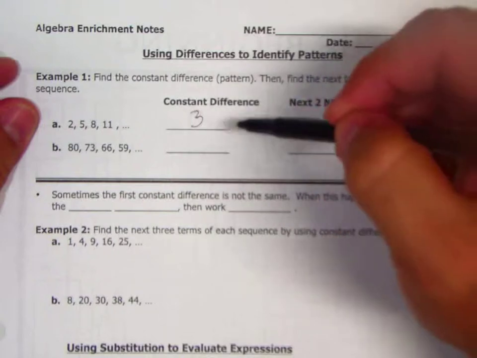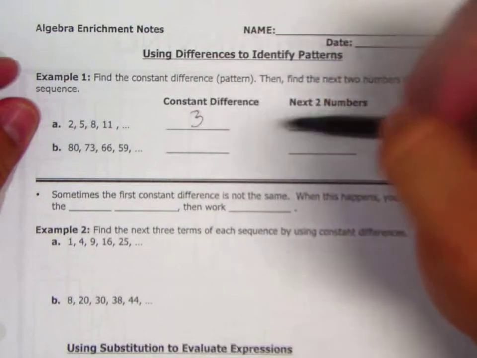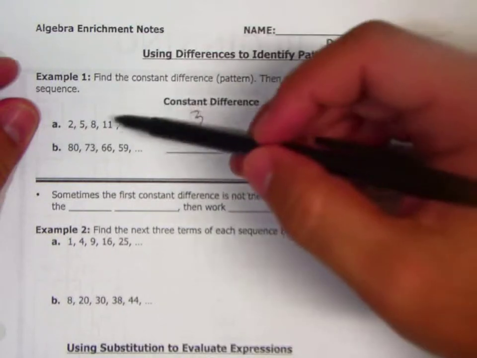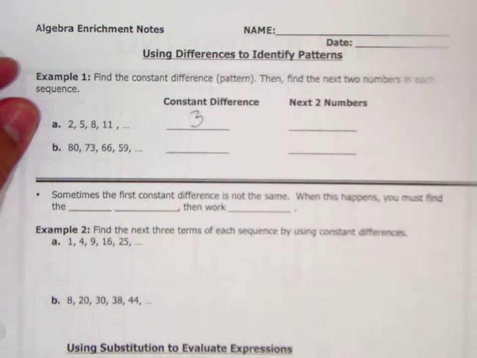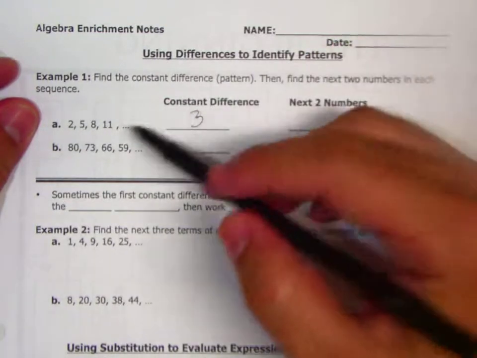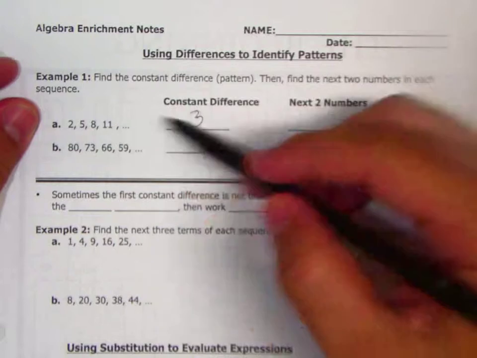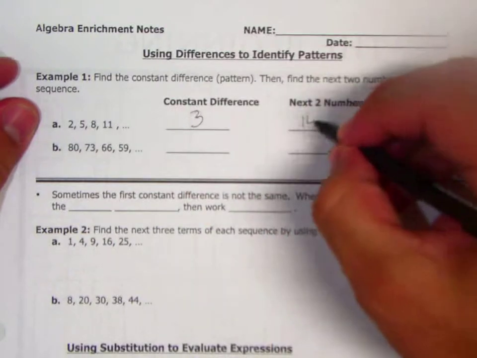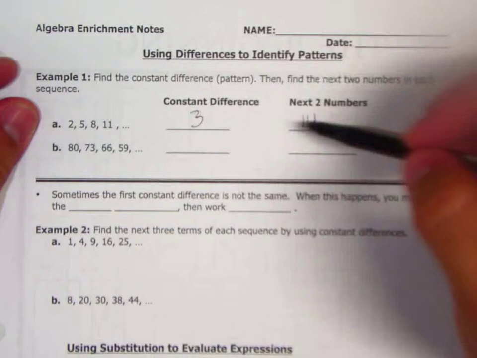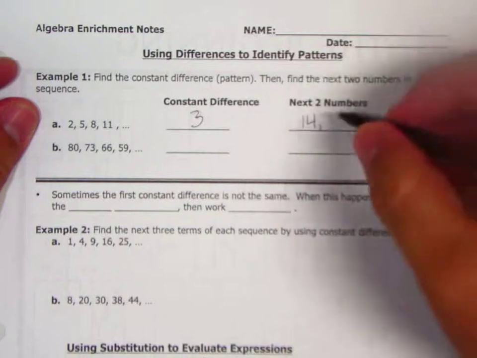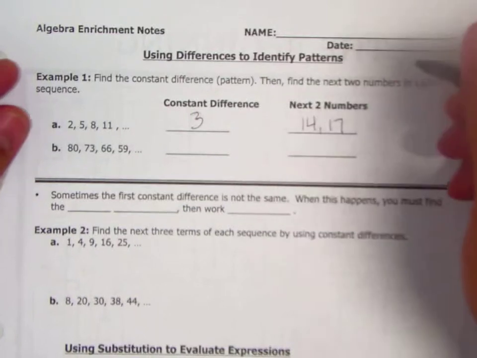So we can use that constant difference to predict what the next two numbers will be. So by taking 11, we know that all of these numbers go up by 3. We can just add 3 to 11. So 11 and 3 makes 14. And then add 3 more, and you get 17.